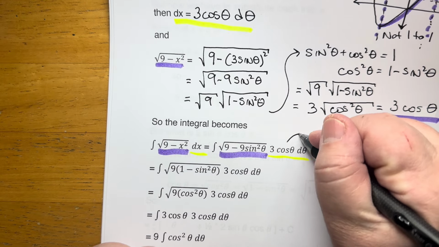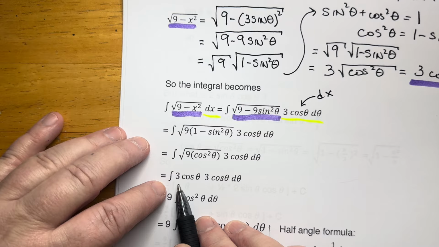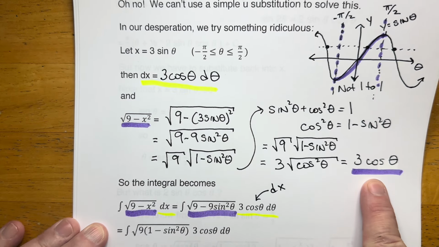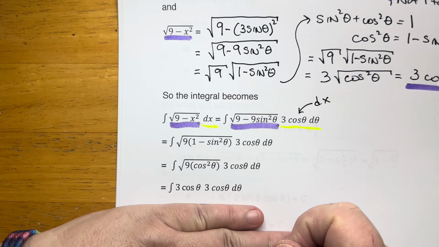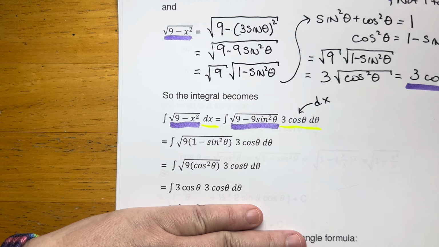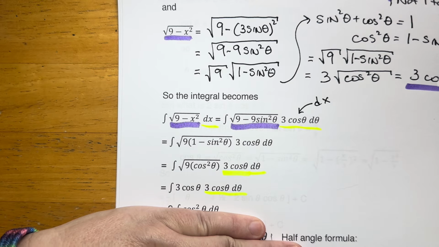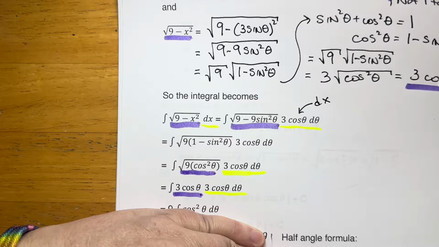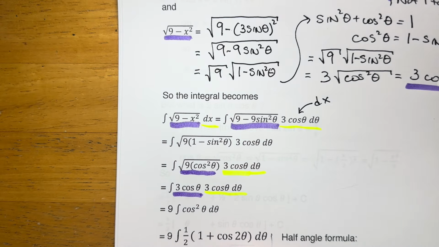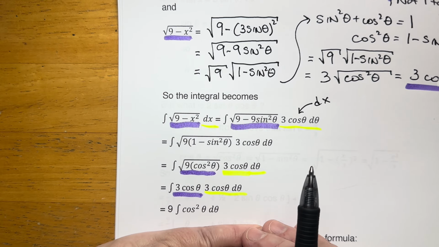I've got my dx. This is my dx part. And this simplifies, and I end up with 3 cosine theta, which is what I got right there, right? And then I got 3 cosine theta. So let's stop right there and look at that. Make sure you understand this. This is the yellow part right there, and this is the purple part right here. So I bring it all together and I get 3 times 3 is 9. So I bring the 9 outside and I've got cosine squared.